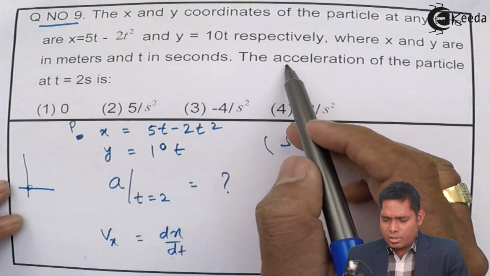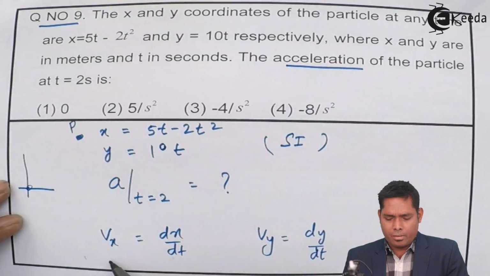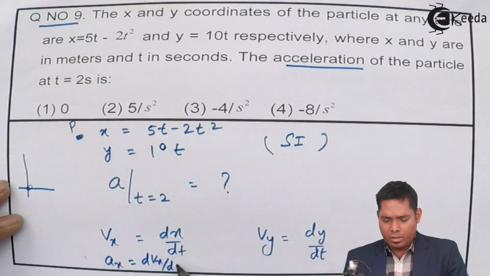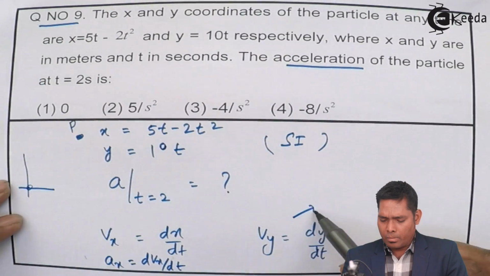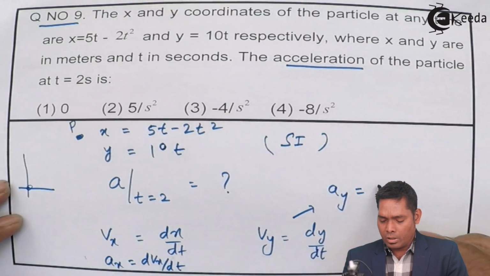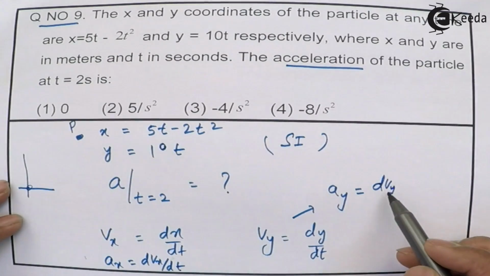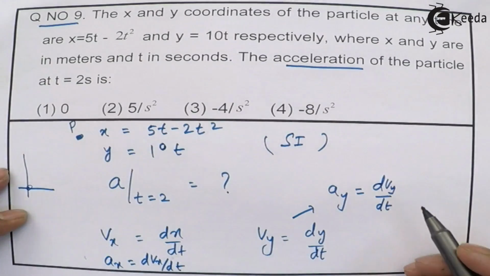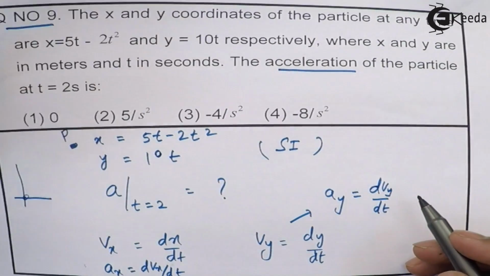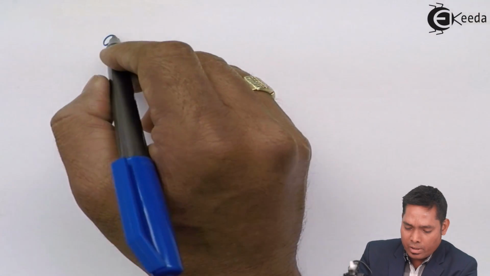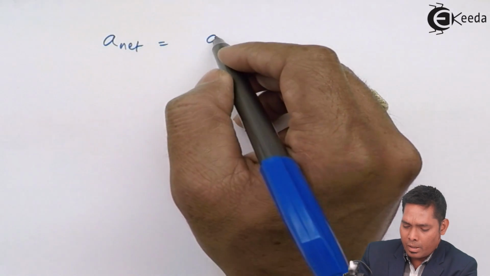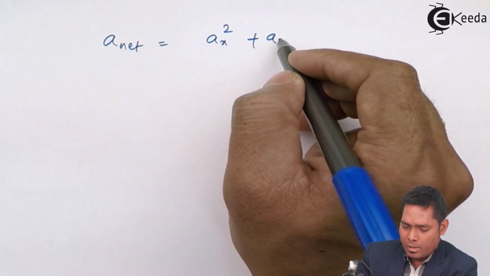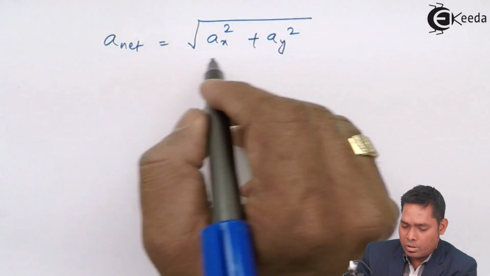By differentiating this we'll get the x component and y component velocities at any time t. Now because we are interested in acceleration, we will differentiate again. If we differentiate again, we will get ax, which is dvx over dt, and ay, which is dvy over dt. From here we get the net acceleration, which will be the square root of ax square plus ay square.